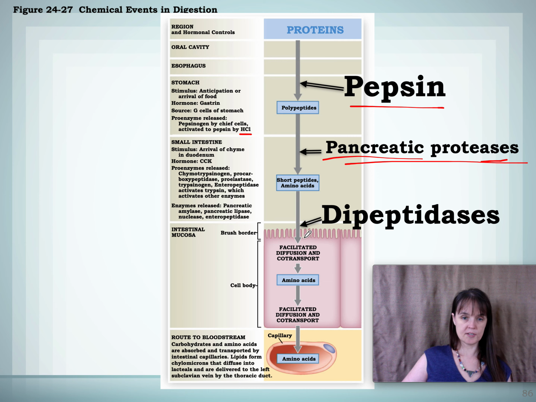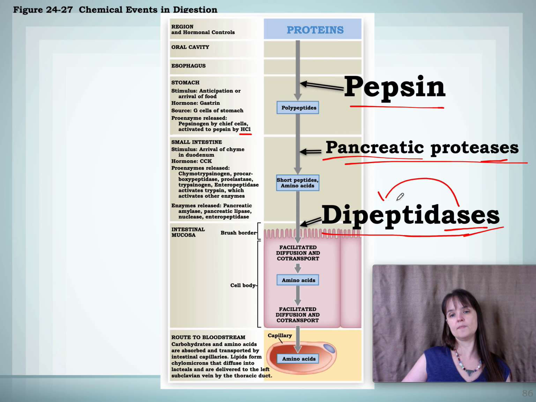At the epithelial surface of the small intestine, dipeptides are broken down by dipeptidases. An ase breaks down whatever comes before it, so dipeptidases break down dipeptides into amino acids.